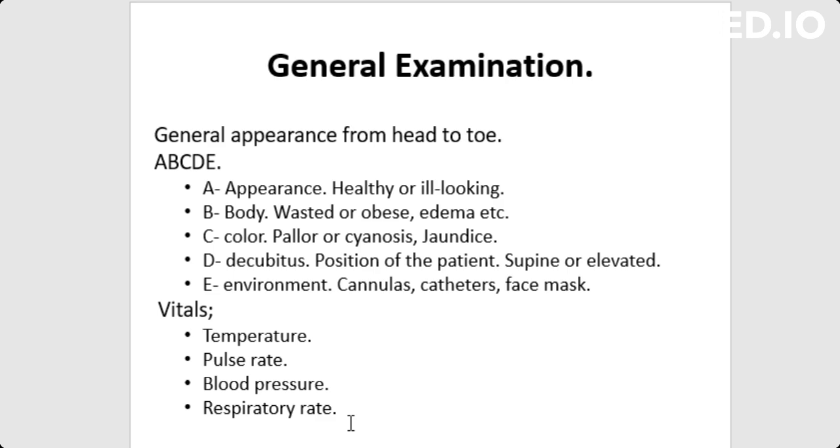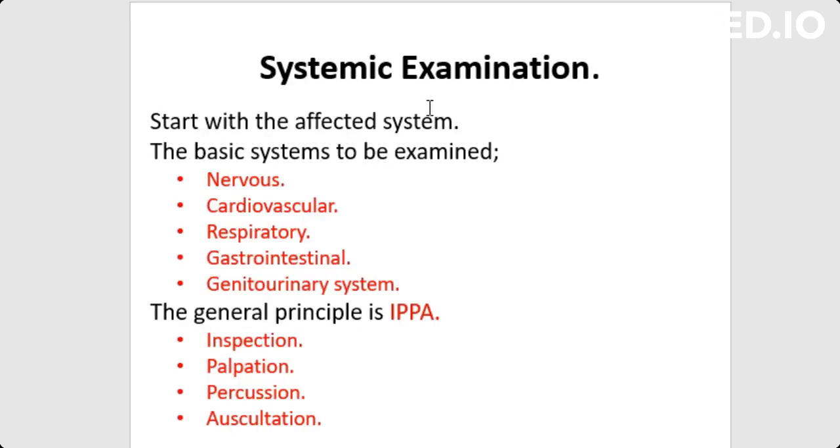They are very important. Now, moving to systemic examination, you need to start with the affected system first. And the basic systems I have highlighted here. There's nervous system, cardiovascular, respiratory, GIT, and the genitourinary system. They are very important in your history taking and physical examination report. And the principle here for systemic examination is IPPA, which is inspection, palpation, percussion, and finally auscultation.